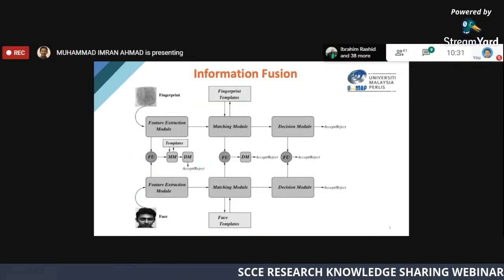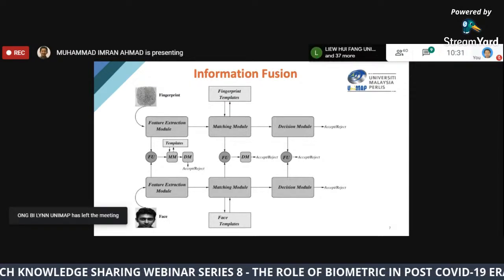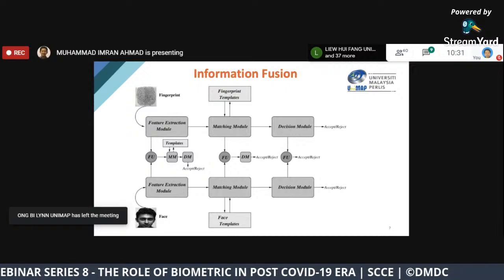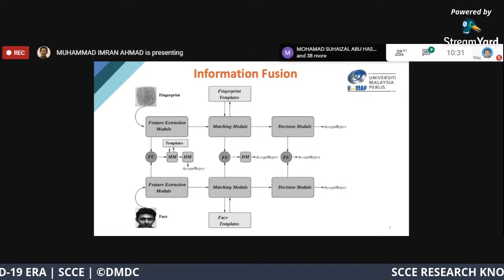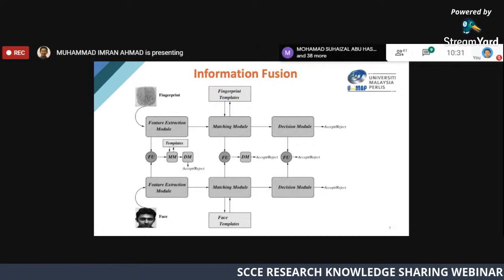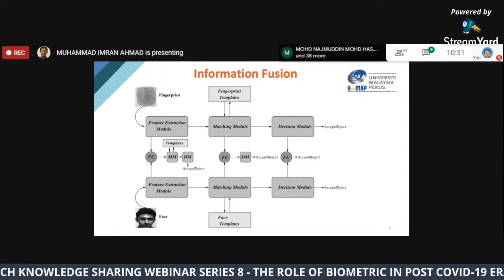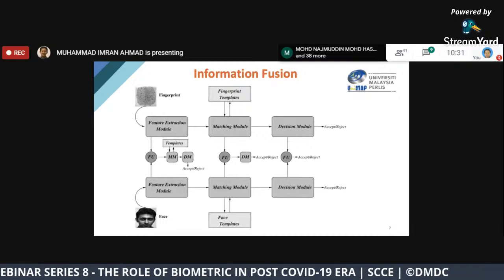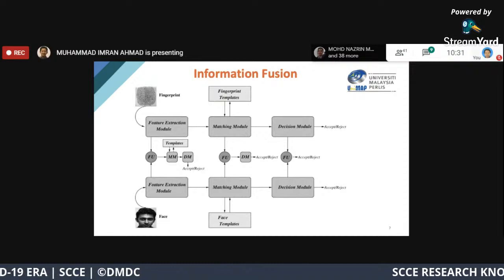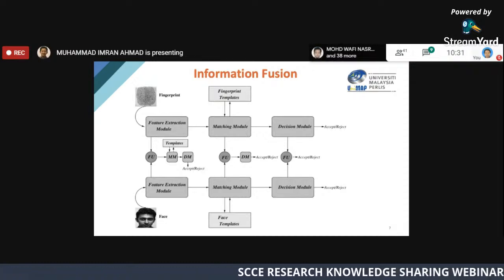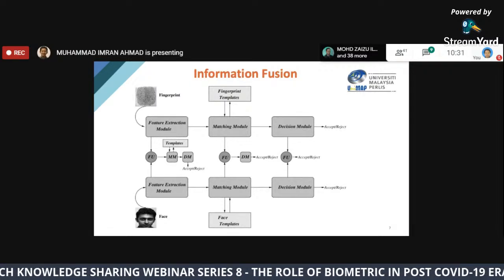Okay, so when we have global and local features, what is the best solution to increase the performance of the biometric system based on the global and local features? One of the most popular techniques is information fusion. We try to fuse multiple information in our system. In biometrics, when we use information fusion, normally we refer to multimodal biometric. So this is the framework of multimodal biometric. I took it from one of the very popular research articles.